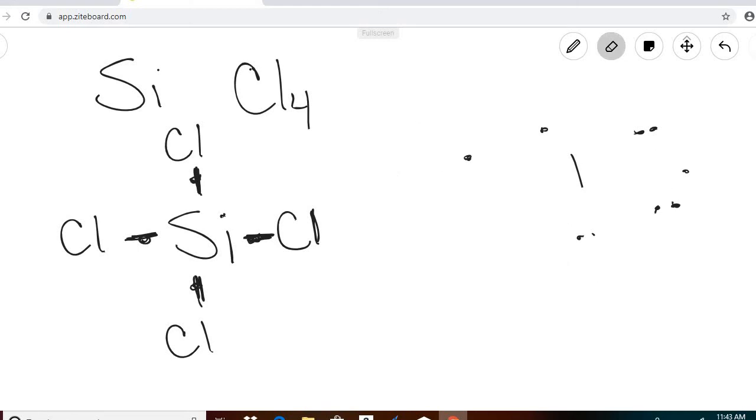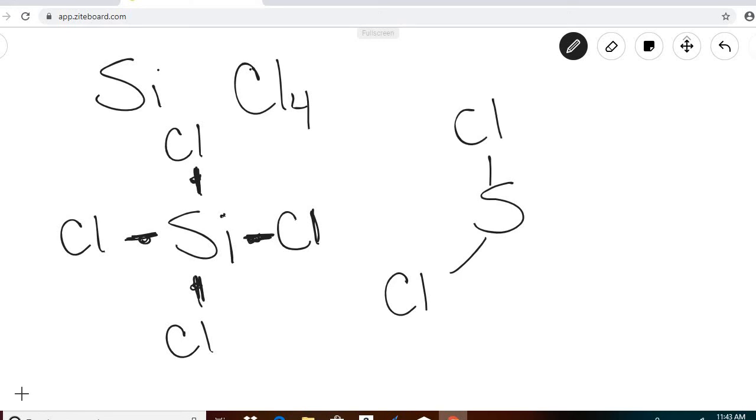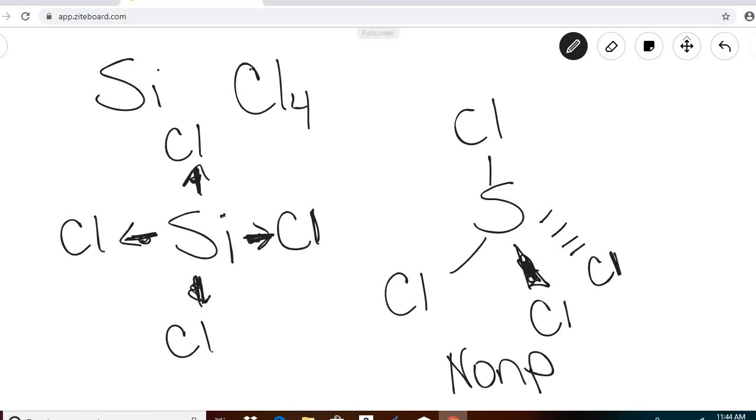In terms of its shape, the silicon has 4 pairs of electrons around it, and they are all bound. So that means it's going to be tetrahedral. So we'll have a chlorine there, one up there, and then one like that. And chlorine is going to have a greater pull on the electrons, but you get equal pull in all directions. So that means this is nonpolar. If it's nonpolar, it will not dissolve in water.